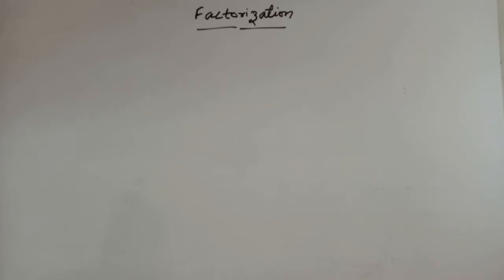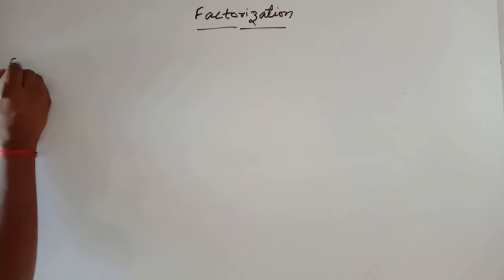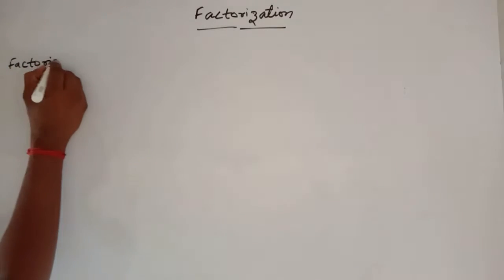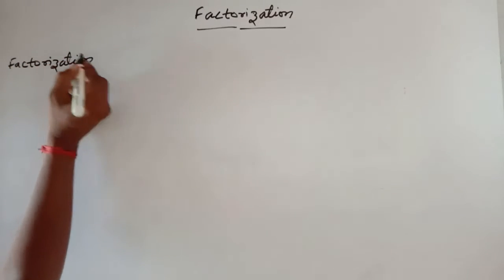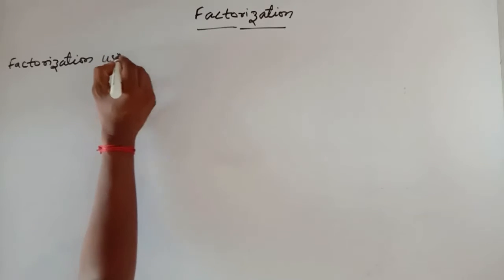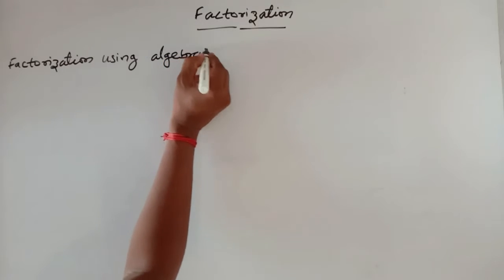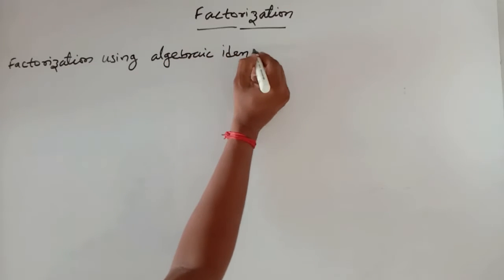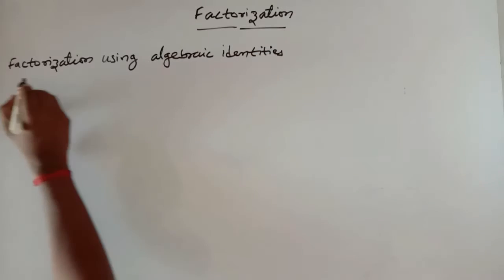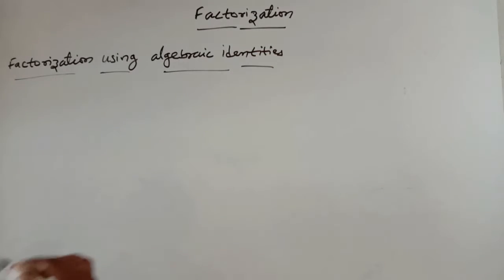Children, factorization can be done in the following methods. The first method is using algebraic identities. So we will start with factorization using algebraic identities. We already studied the different types of identities in day 1's class. Now we are going to take one example and solve it.